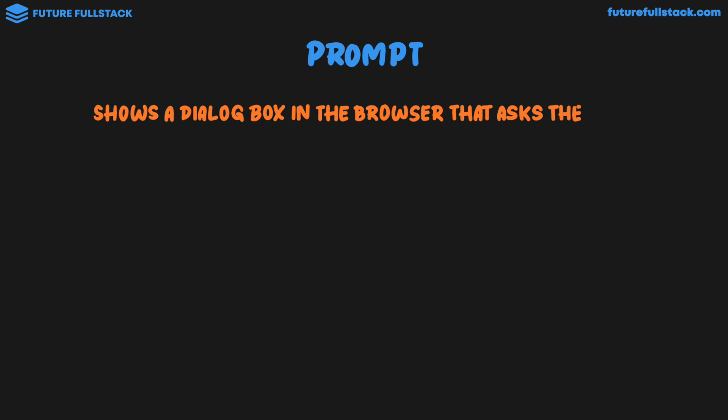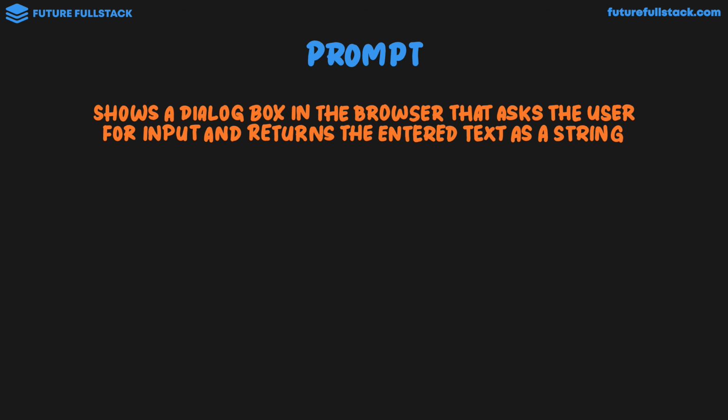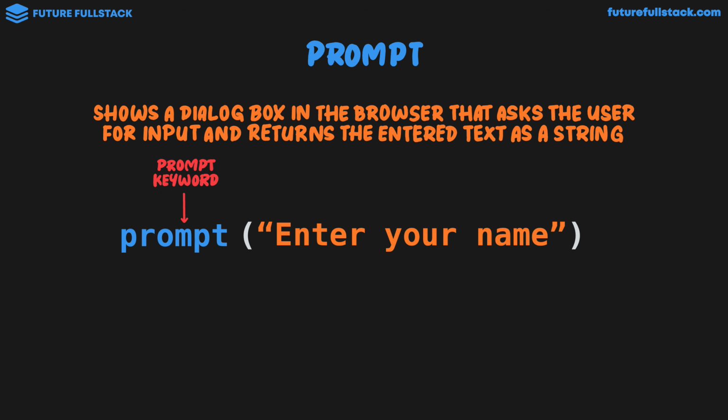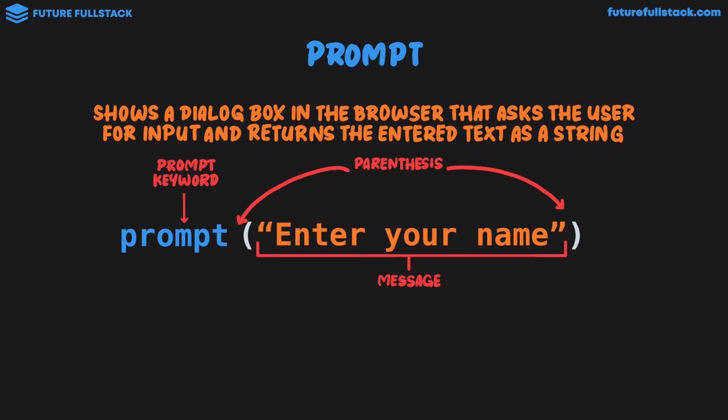Prompt shows a dialog box in the browser that asks the user for input and returns the entered text as a string. It looks like this. We use the prompt keyword, followed by a set of parentheses, which enclose a message as a string, like "enter your name". So let's check this out in the browser.